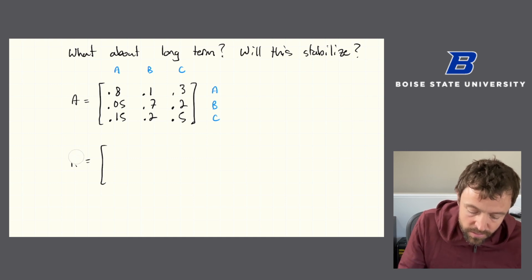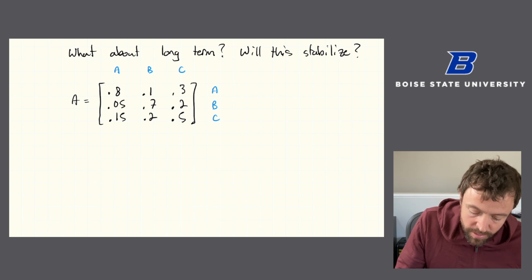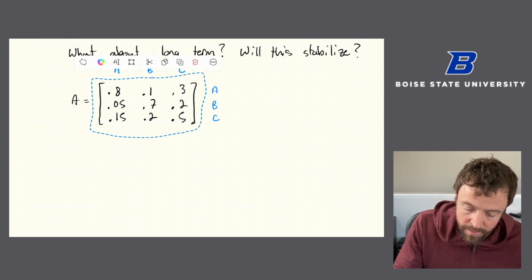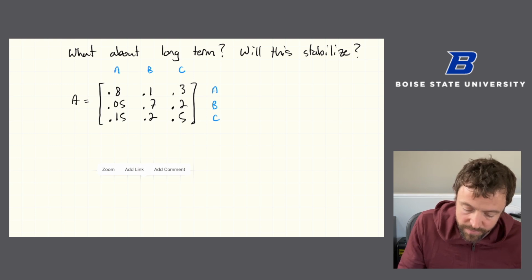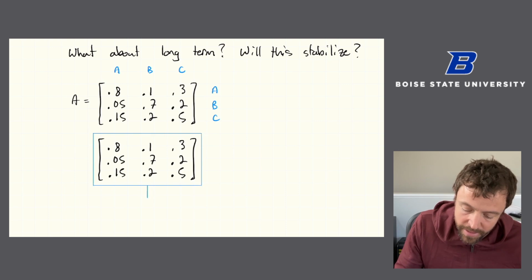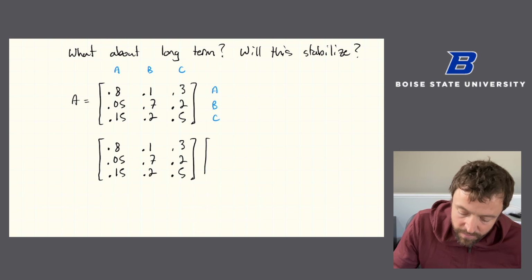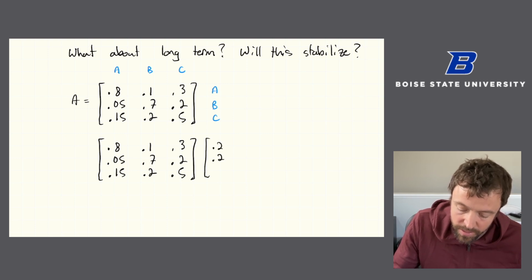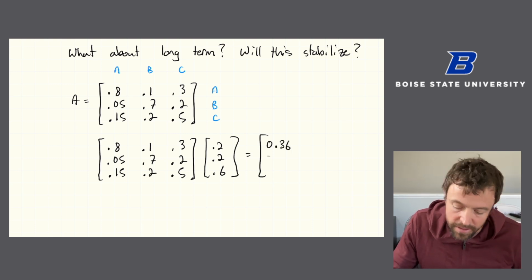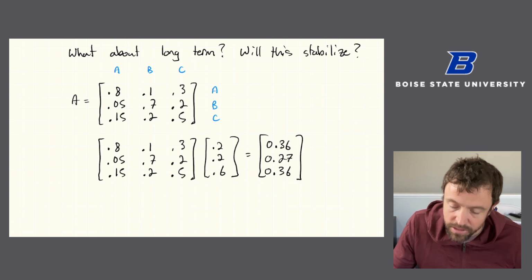If we multiply this by the initial distribution, right? So we started with 20% A, 20% B, and 60% C. We get exactly these numbers. And the reason we get them is the calculation is the same thing. You can follow through and see that it's just exactly what we did, written out as matrix multiplication.